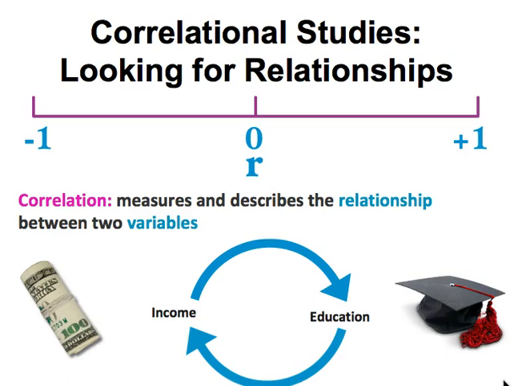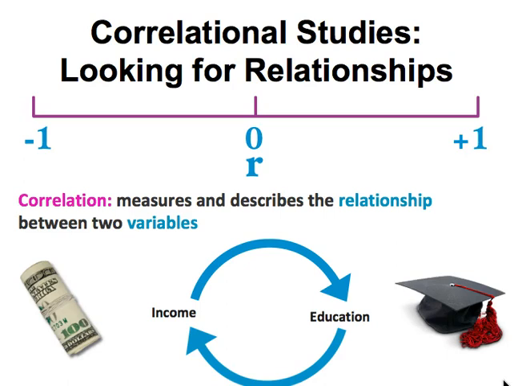We can measure correlation by calculating a statistic known as a correlation coefficient. A correlation coefficient is a number from -1 to +1 that indicates the strength and direction of the relationship between variables. The correlation coefficient is usually represented by the letter R.